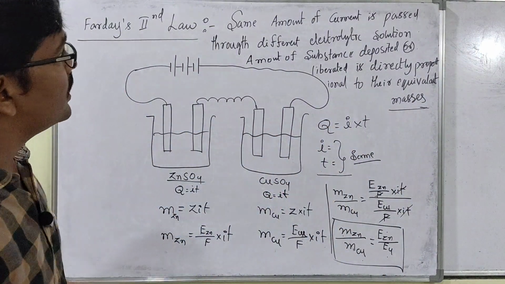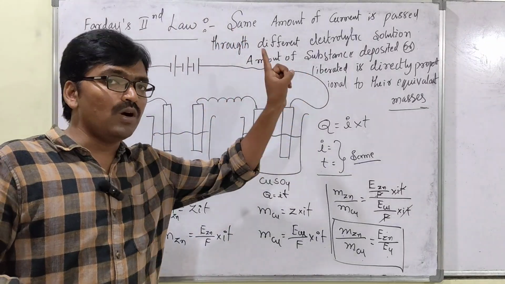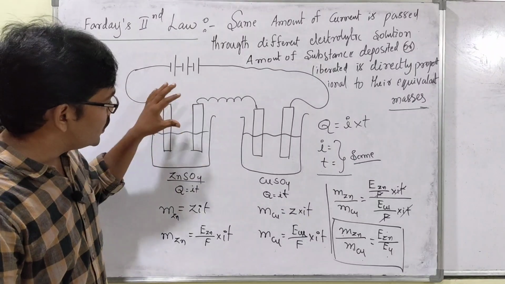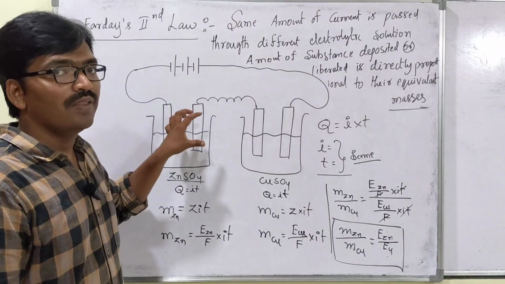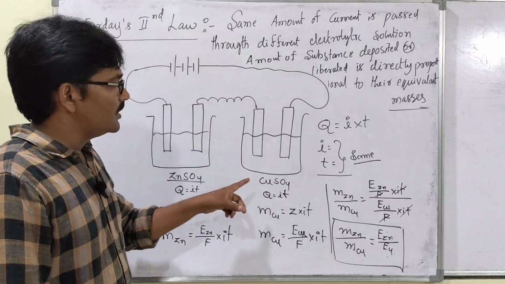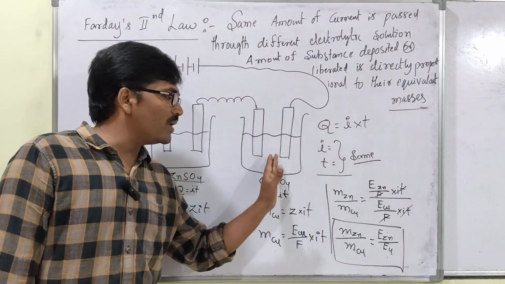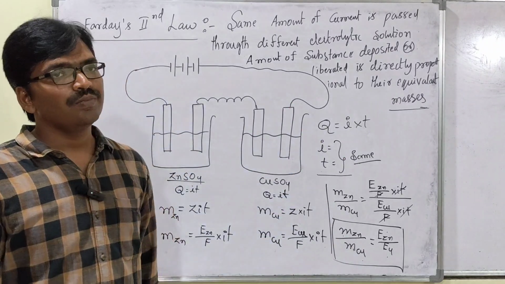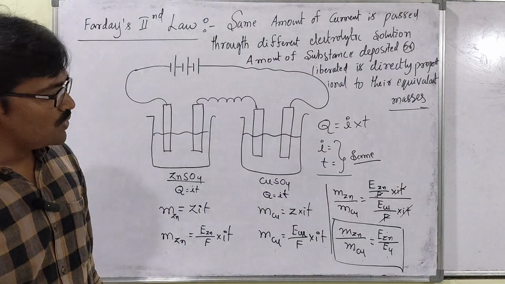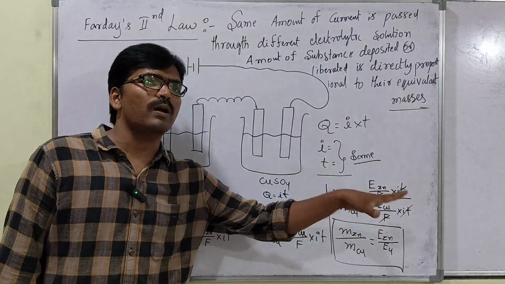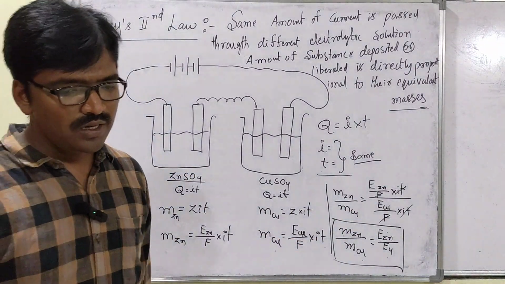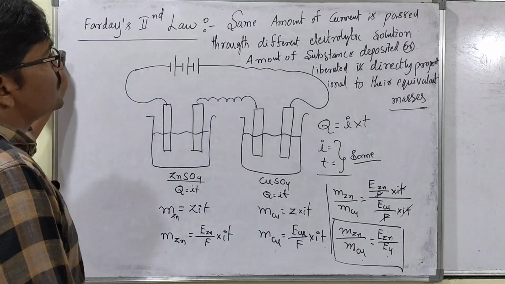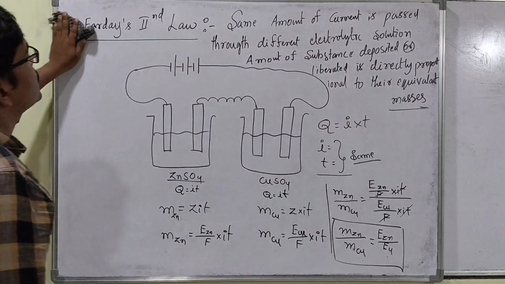So what I told, Faraday's second law: the same quantity of current is passed through different electrolytic solutions. The amount of zinc deposited is proportional to the equivalent mass of zinc. Even here, the mass of copper deposited at this electrode is proportional to the equivalent weight of copper. Okay, clear, my dear students? This formula you have to remember, then you can do the problems based on it. So we will see one question based on it. Faraday's second law మీద questions, the statement note చేయండి, formulas కూడా note చేయండి.